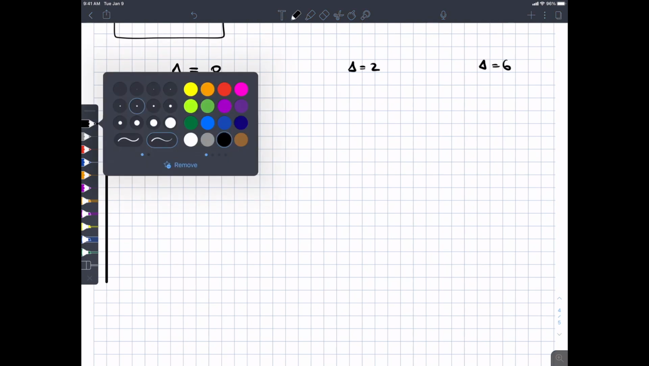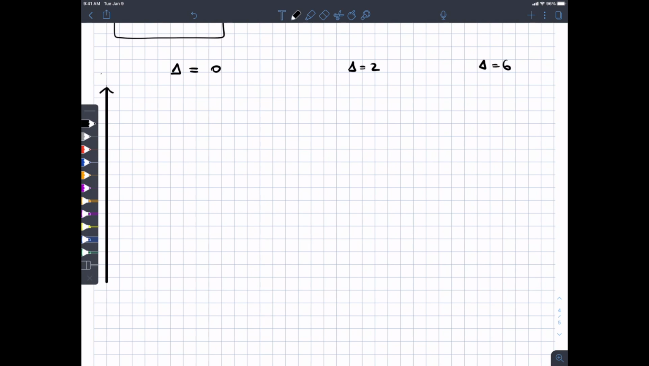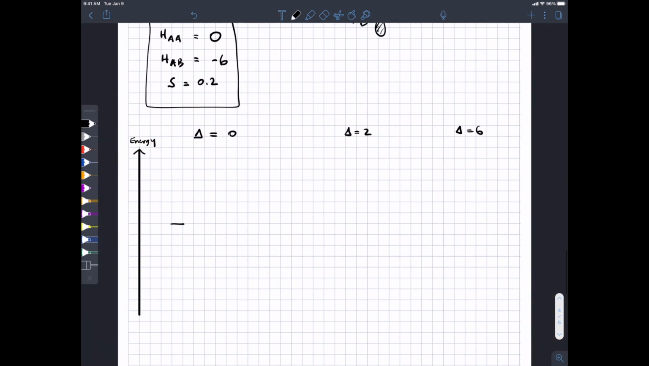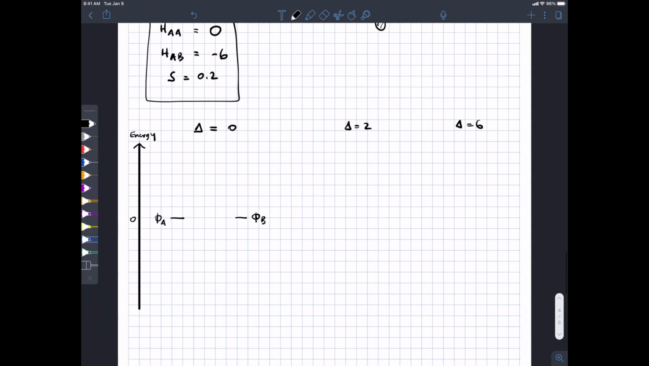Okay, fair enough. On this axis, we're going to have energy. And let's just have this be sort of the 0 point. So I said that the HAA integral, the energy of phi A, is equal to 0. So that's sort of our 0 point. And in this case, there is no energy difference between phi A and phi B. So if you do the math, the bonding orbital is down here, 1, 2, 3, 4, 5.